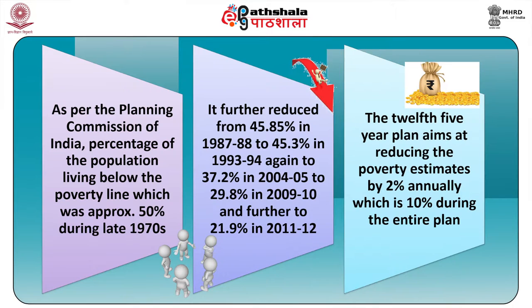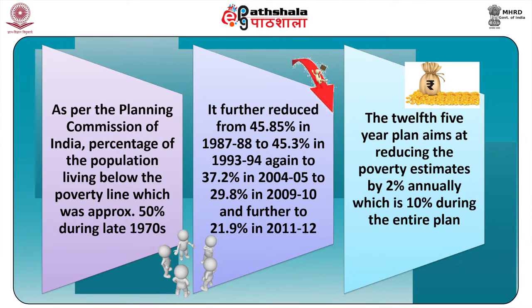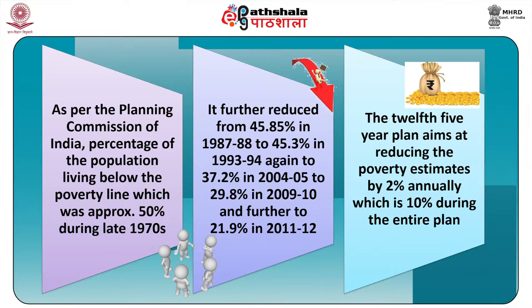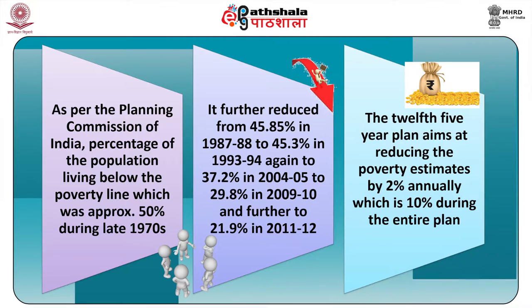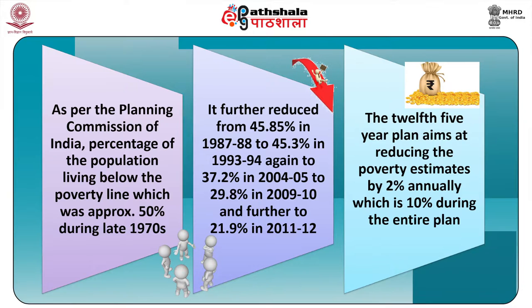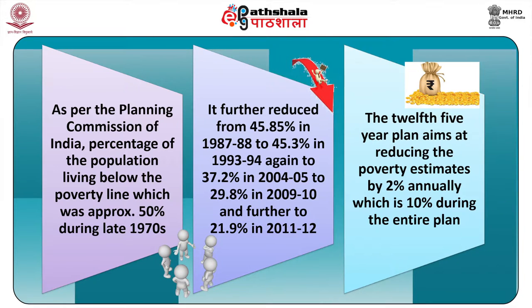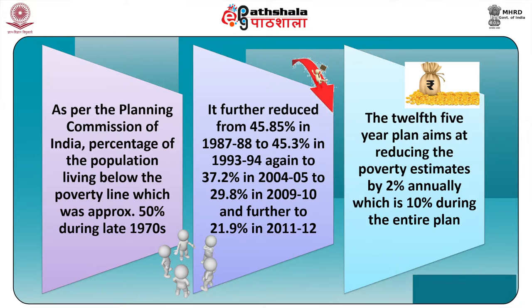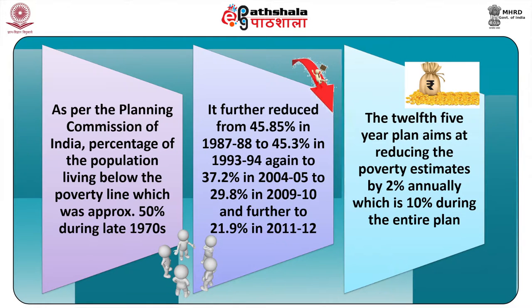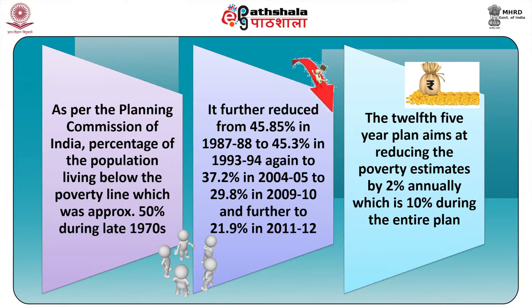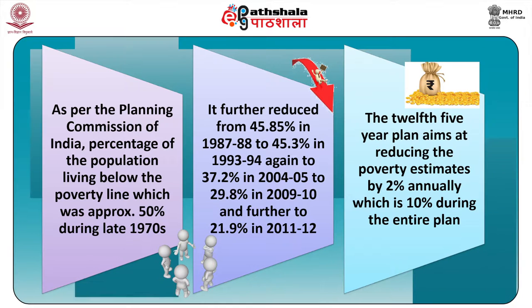As per the Planning Commission of India, the percentage of population living below the poverty line, which was approximately 50% during 1970, reduced from 45.85% in 1987-88 to 45% in 1993-94, again to 37.2% in 2004-05, to 29.8% in 2009-10 and further to 29.9% in 2011-12. The 12th five-year plan aims at reducing the poverty estimates by 2% annually, which is 10% during the entire plan.